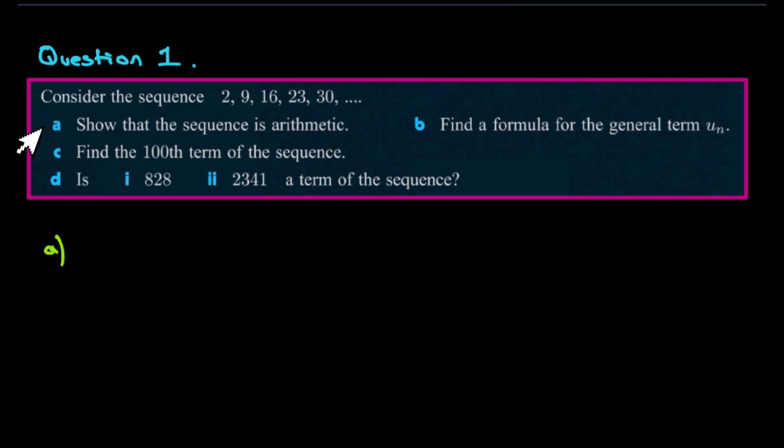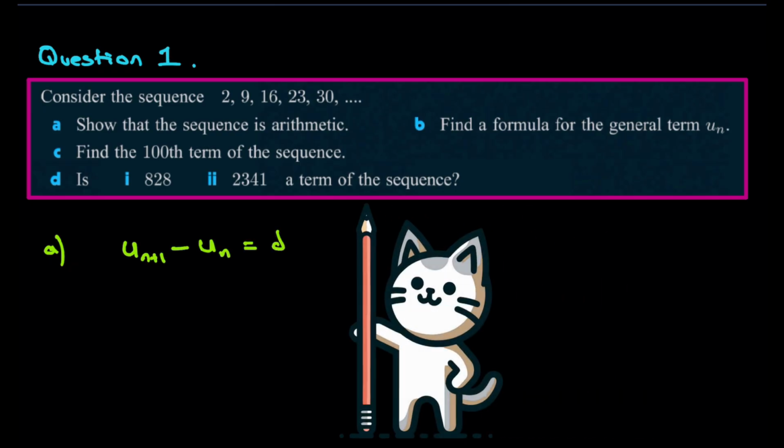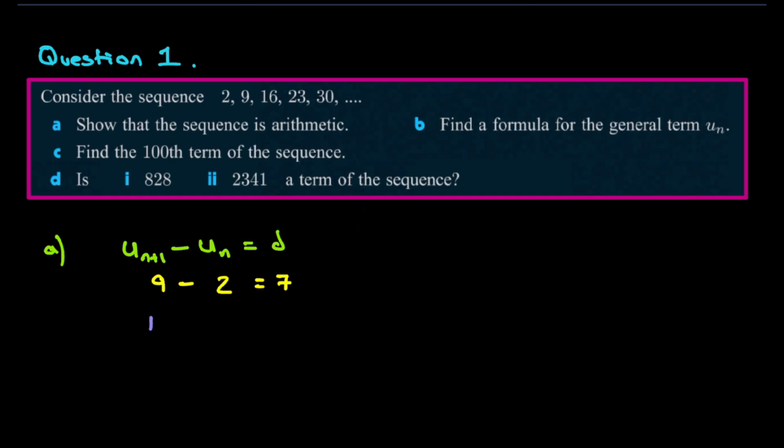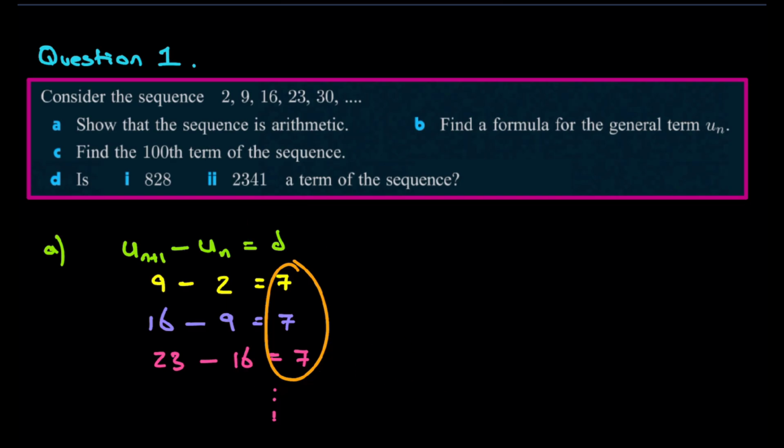To show that something is arithmetic, what we need to prove is that one term minus the previous term must always equal d. So if we have 9 minus 2, that would equal 7. So it looks like it's a common difference of 7. And then we can show by using another term, 16 minus the previous term, 9, will also equal 7. We can continue this and say that 23 minus 16 is also 7, and so on. So this is proving that the common difference between all of the terms is the same, and this is 7. That would answer part A.